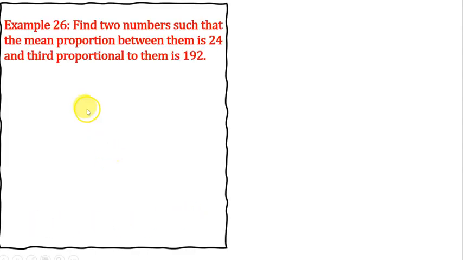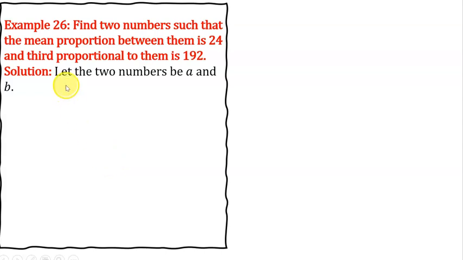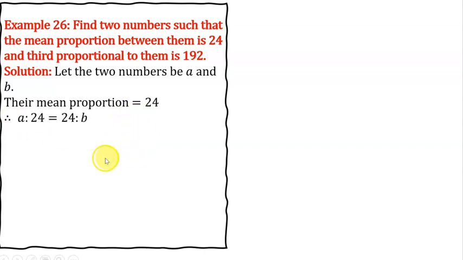Now next example, example number 26. Find two numbers such that the mean proportion between them is 24 and the third proportion to them is 192. A very interesting example. Let the two numbers be a and b. Their mean proportion is 24. Therefore, a is to 24 equals 24 is to b.